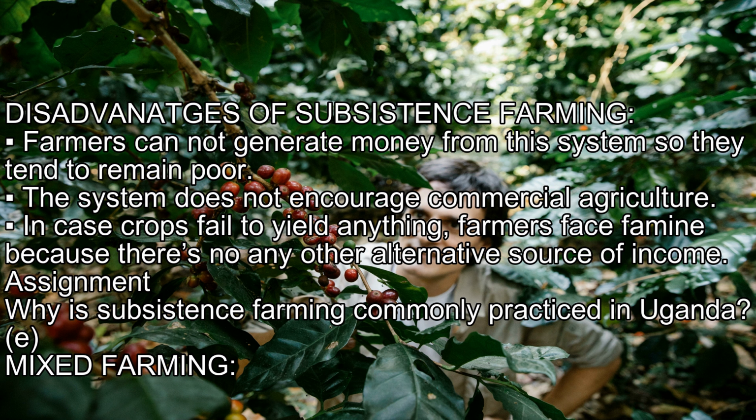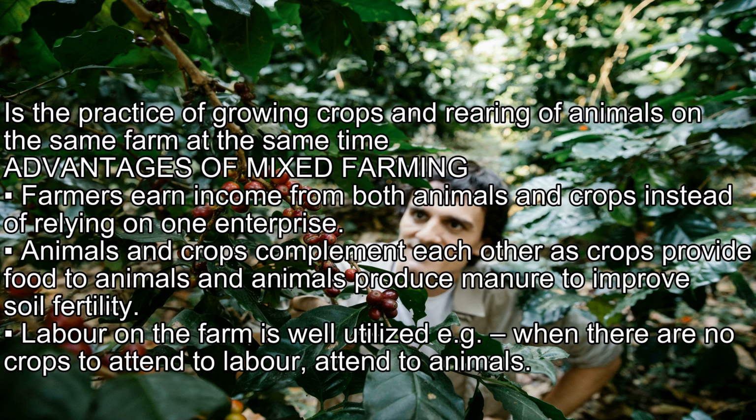Mixed farming is the practice of growing crops and rearing of animals on the same farm at the same time. Advantages of mixed farming: Farmers earn income from both animals and crops instead of relying on one enterprise. Animals and crops complement each other as crops provide food to animals and animals produce manure to improve soil fertility. Labor on the farm is well utilized, e.g. when there are no crops to attend to, labor attends to animals.